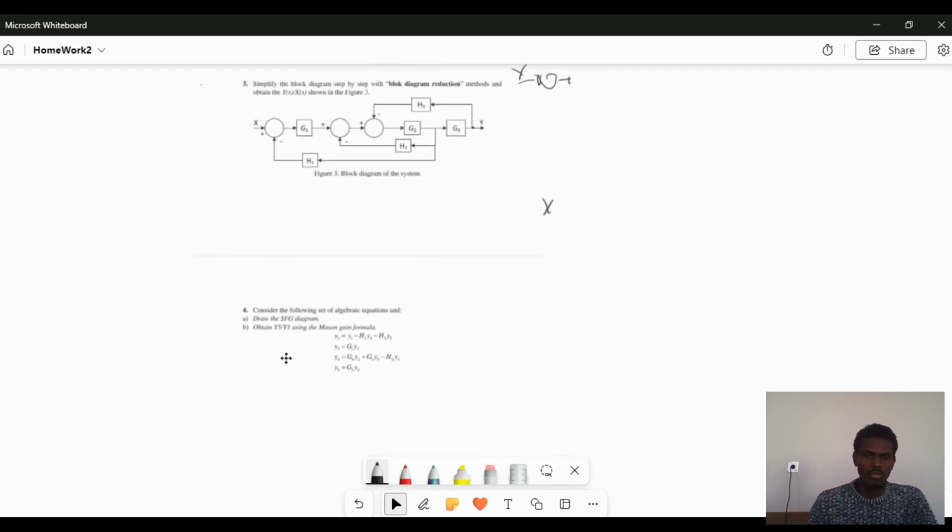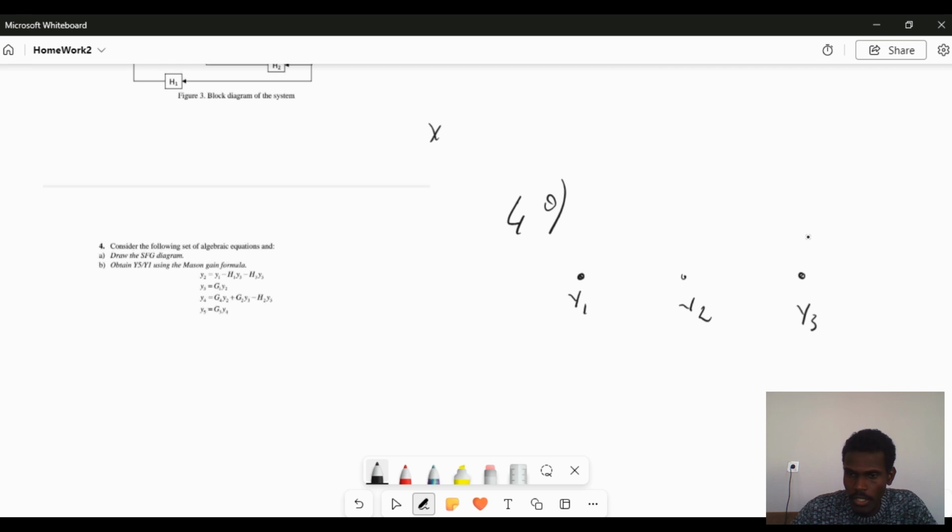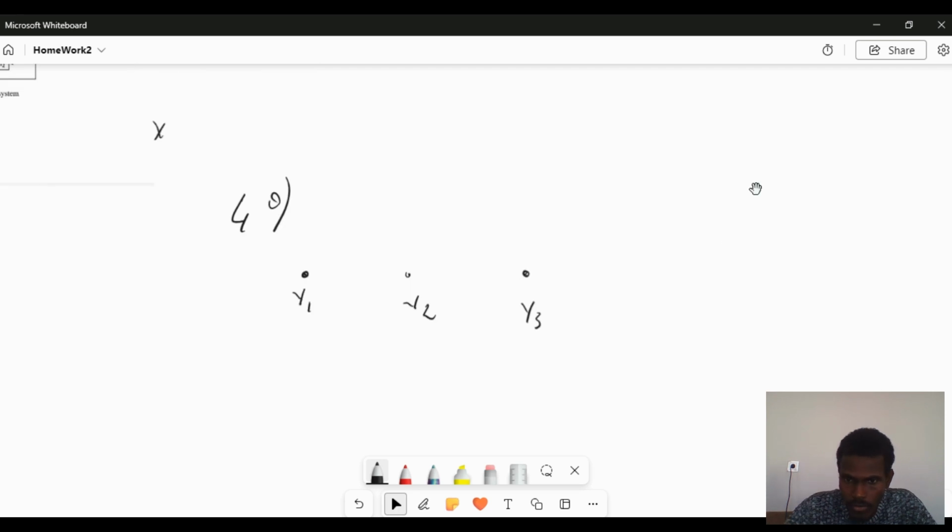Let's continue with the fourth question here. We are asked to draw the signal flow graph of this one. So here we can see that y1 is the input. We have y2, y3, and here we have y4 and y5.